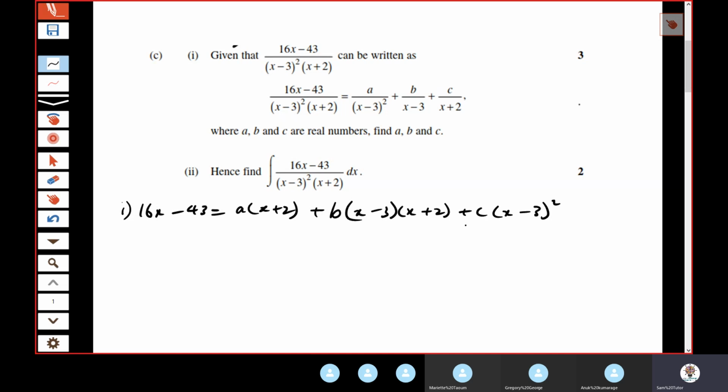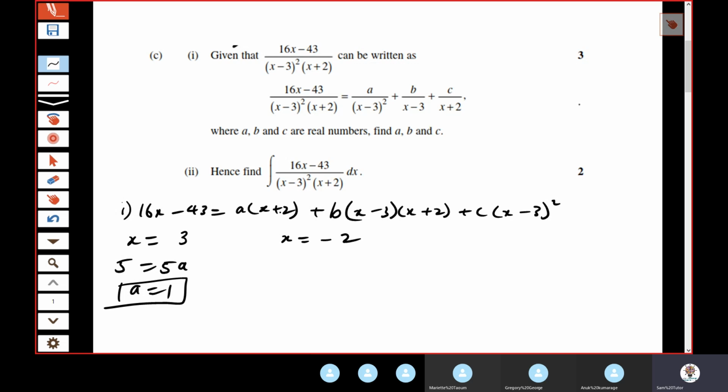Then the first thing I would have said to you guys is always try to get rid of your x equals 3 and negative 2 cases, so where your coefficients are 0. So x equals positive 3 and x equals negative 2. So when x equals 3, that's gone, you're going to get 5A. Here you'll get 48 take away 43, which is 5, so you should get A equals 1. Learn to box it, so it's easily identifiable.